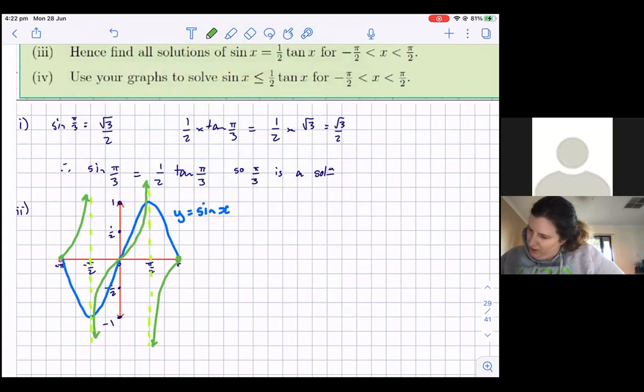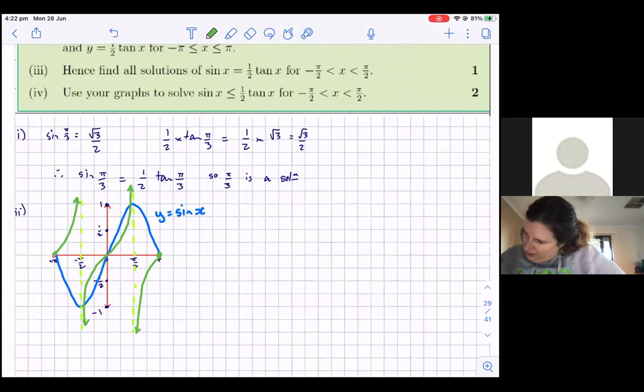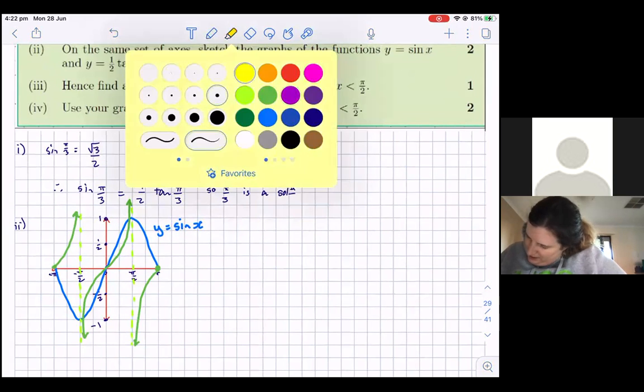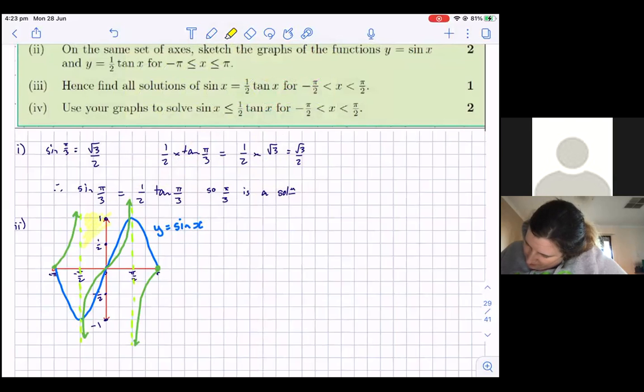Okay, find all solutions for these between -pi on 2 and pi on 2. So we're just restricting our domain here now. I'm just enjoying coloring in this.